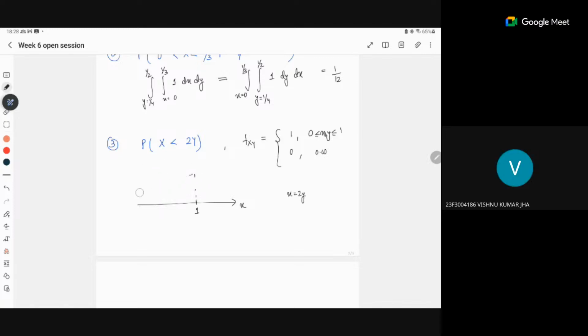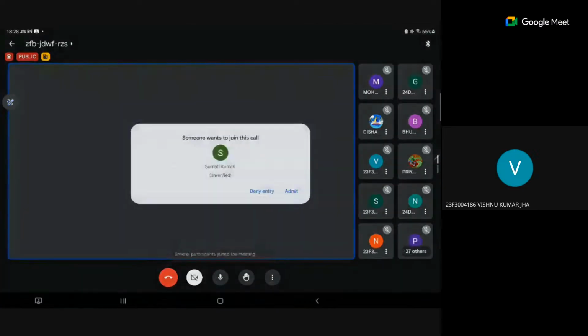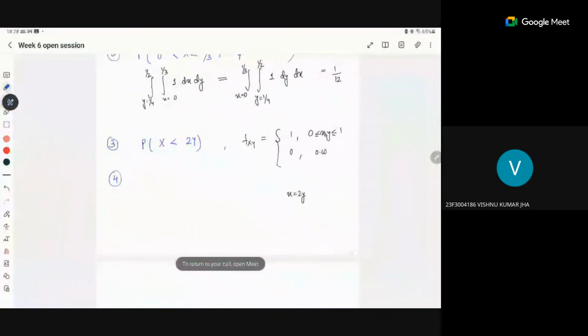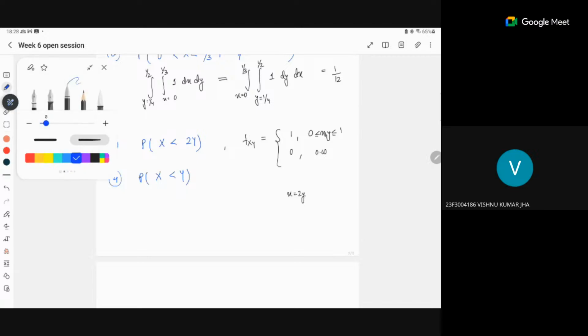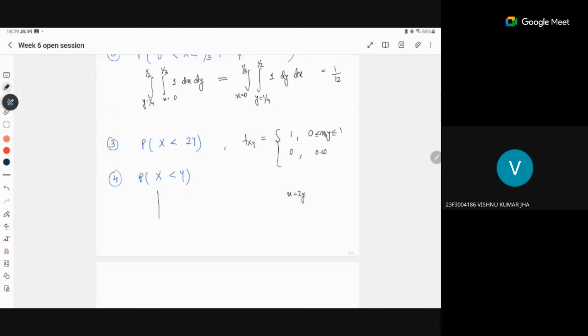Okay, maybe before going to this example, let me do one more example. What about the probability that x is less than y? Let me first draw this. This is my x equal to y, and what is my support? Support is the set of all x, y such that x and y lie between 0 to 1. So this is my support, 0, 0. This is my line, x equal to y.